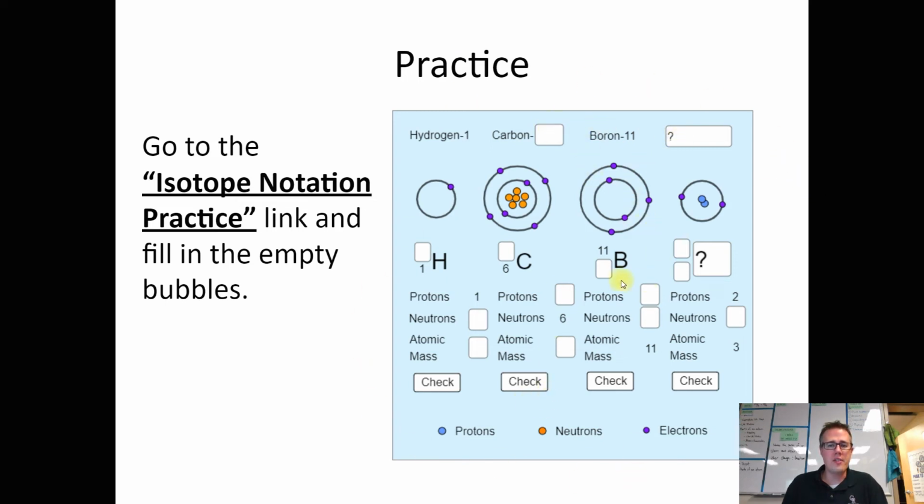There are a number of blanks that are not filled in, and it's your job to figure out what goes there. On the very top, there's the shortened isotope notation. Then in the middle here, there's the full isotope notation. And then at the bottom, your job is to figure out how many protons, neutrons, and the atomic mass. When you're ready, you can click the check button to see how you did. Please come back to this video when you're finished.